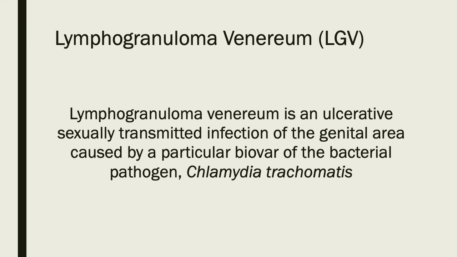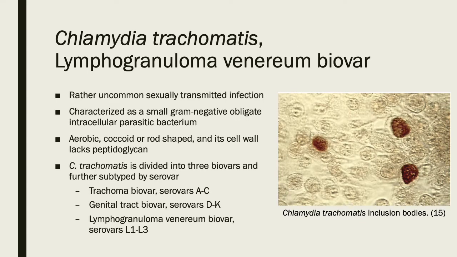Lymphogranuloma venereum is an ulcerative sexually transmitted infection of the genital area caused by a particular biovar of the bacterial pathogen Chlamydia trachomatis. Again, Chlamydia trachomatis is characterized as a small, aerobic, coccoid or rod-shaped gram-negative obligate intracellular parasitic bacterium whose cell wall lacks peptidoglycan. This time, however, as I talk about Chlamydia trachomatis, it will be in regard to Lymphogranuloma venereum. Therefore, I will be referring to the Lymphogranuloma venereum biovar, which mainly affects the lymphatic system.